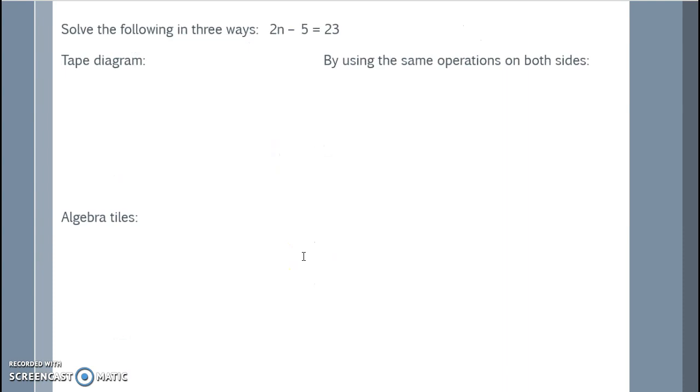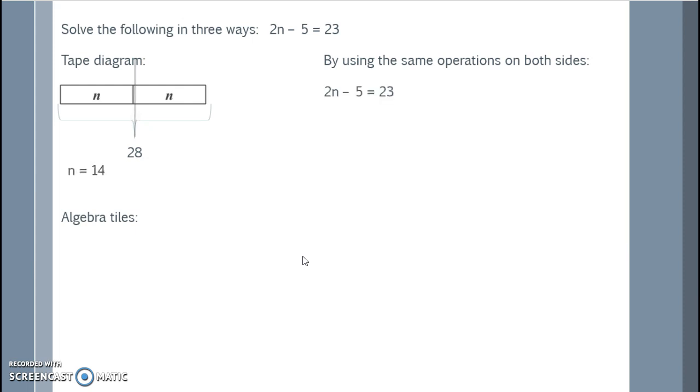Solve the following in 3 ways. 2n minus 5 is 23. So let's use the tape diagram first. 2n must equal something minus 5, so 23 minus 5. Well, what we can do then is add 5 to both sides so that 2n equals 28. Dividing it down the middle, n equals 14.